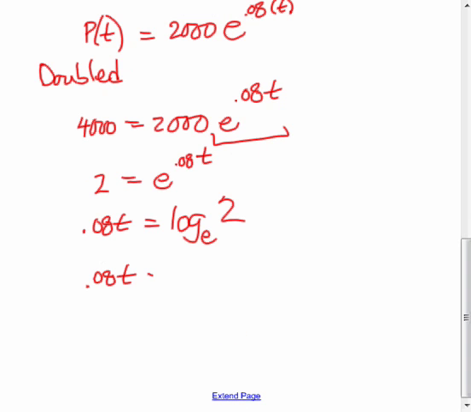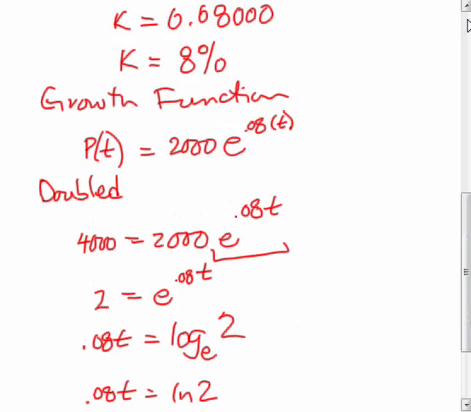Or 0.08t is equal to the ln of 2. So I'll do that on the calculator. Ln of 2 divided by 0.08 equals... So my time is going to be 8.66 years. That won't take very long for my money to double from $2,000 to $4,000.